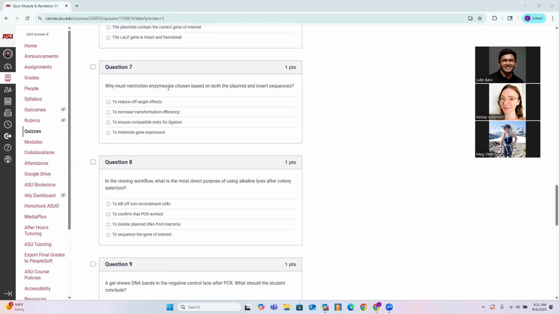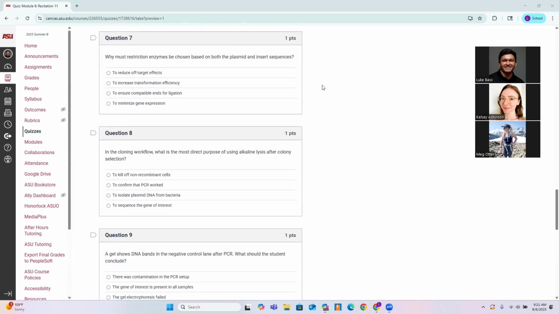So then question seven asks why must restriction enzymes be chosen based on both the plasmid and insert sequences? Once again, you're looking at how the restriction digest can lead to a successful ligation, and obviously you need compatible ends, right? That are present from the restriction digest.